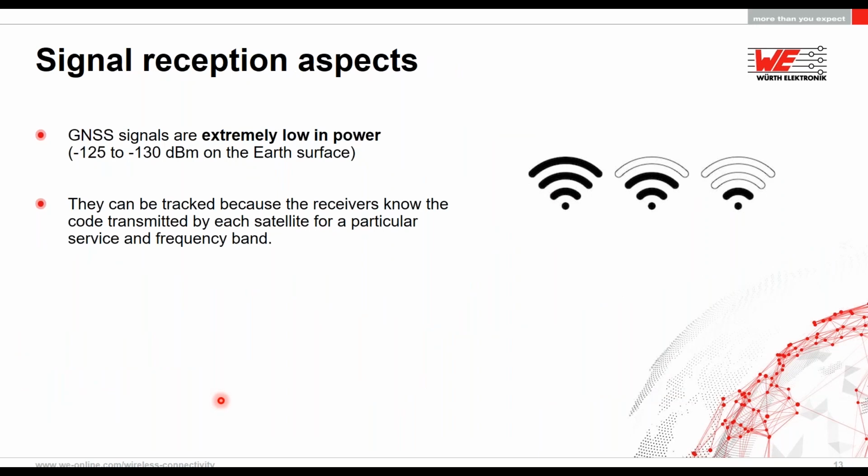In this slide, I would like to talk about some signal reception aspects which are really important when building a GNSS application. GNSS signals are extremely low in power, from minus 125 to minus 130 dBm on the Earth's surface. As we have already seen, they can be tracked because the receivers know the code transmitted by each satellite for a particular service and frequency band. We have seen that when showing how the receiver reproduces the satellite code and synchronizes with it. And this is the process which takes the signal out of the level of noise.